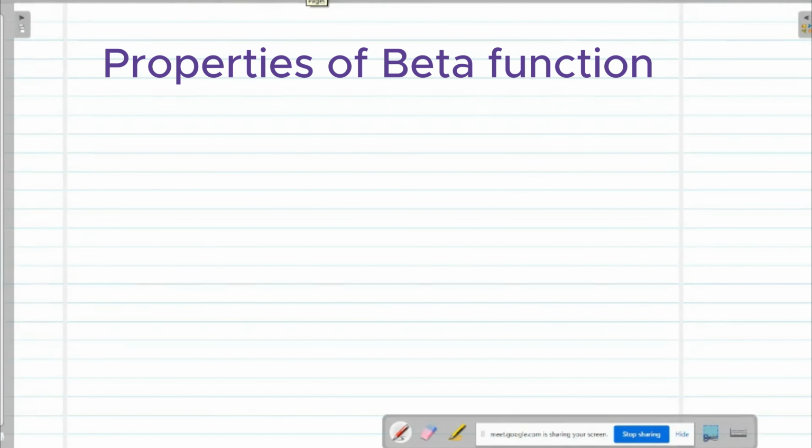Now we will study properties of the beta function, which are very important properties, and by using these properties we will solve some problems. So write down the properties of beta function.